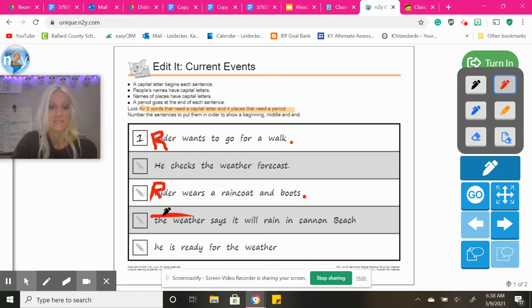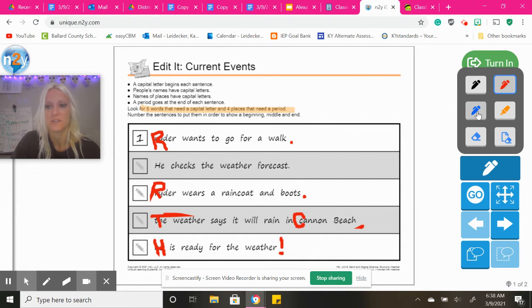Start of a new sentence, capital T. The weather says it will rain in Cancun and Cannon Beach. This is a location, so we need a capital C here and then a period. And then a capital H because we're starting a new sentence. He is ready for the weather. I'm going to put an exclamation point there because it's exciting.